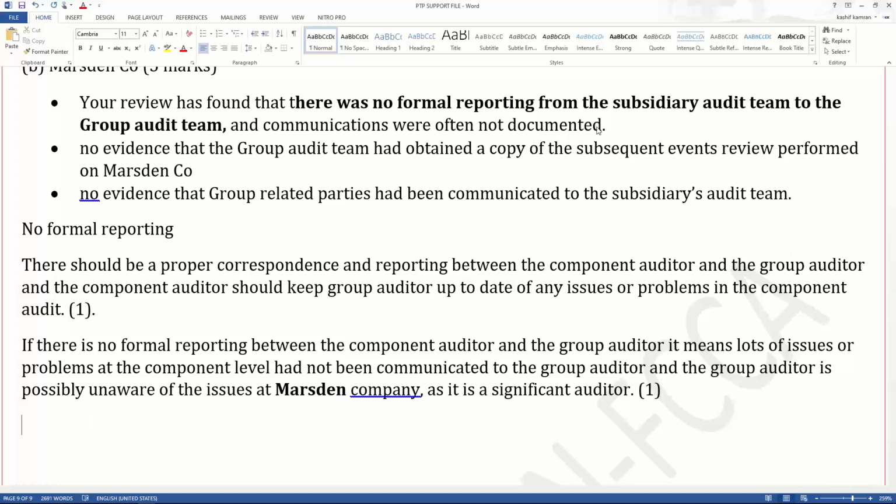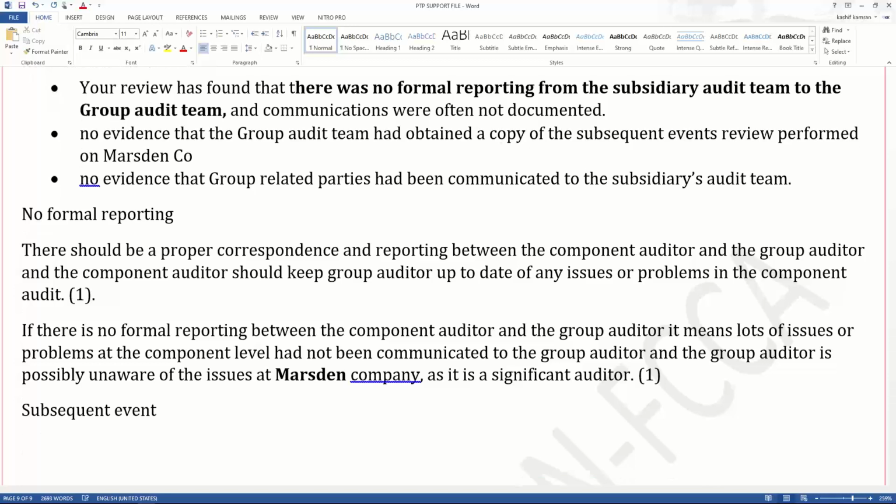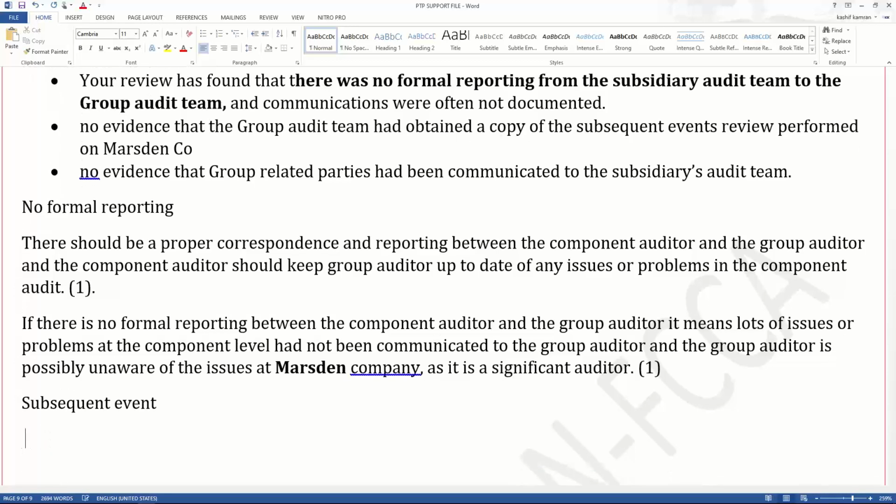The next: no evidence that the group audit team had obtained a copy of subsequent events. So the next heading will become subsequent events. You tell the examiner there has been no evidence that the group audit team had obtained a copy of the subsequent event review performed on Marsden company.